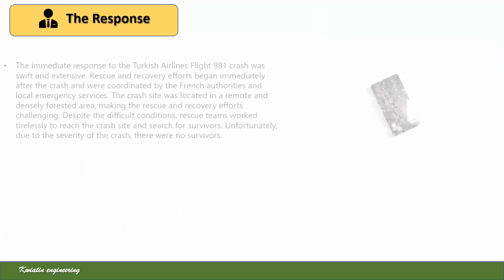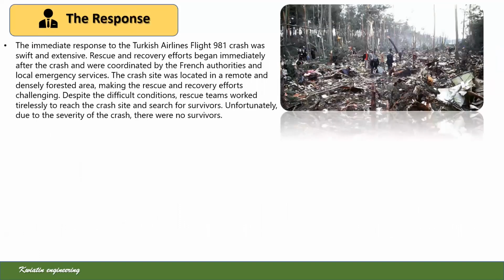Now, the response. The immediate response to the Turkish Airlines Flight 981 crash was swift and extensive. Rescue and recovery efforts began immediately after the crash and were coordinated by the French authorities and local emergency services. The crash site was located in a remote and densely forested area, making the rescue and recovery efforts challenging. Despite the difficult conditions, rescue teams worked tirelessly to reach the crash site and search for survivors. Unfortunately, due to the severity of the crash, there were no survivors.